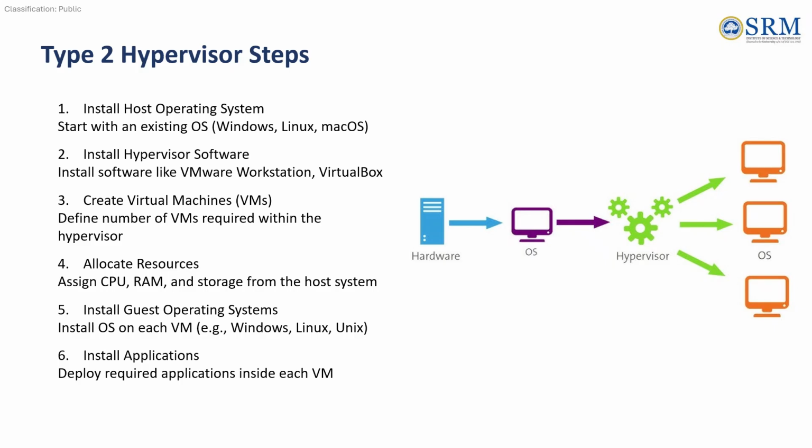Since the hypervisor depends on the host operating system, this method is easier to use and is commonly preferred for testing, learning, and development purposes. You can compare this to installing different apps on a smartphone. First, the phone's operating system must be available. Then, applications are installed on top of it and use the phone's resources. Similarly, in Type 2 virtualization, the hypervisor works on top of an existing operating system.